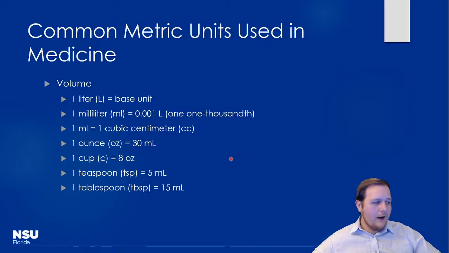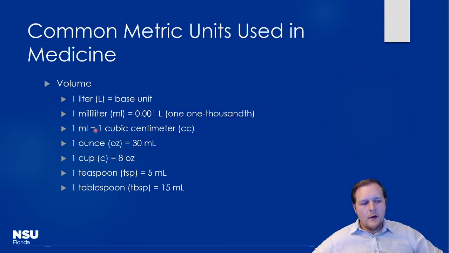Volume is very important, especially when we're talking about dosing liquid medications. You'll see this come up all the time, basically. We're going to see 1 liter is going to be the base unit, and then a milliliter is going to be roughly 1,000th of that. So 1,000 milliliters is 1 liter of fluids. Most of you probably know that, but again, just to state the points here.